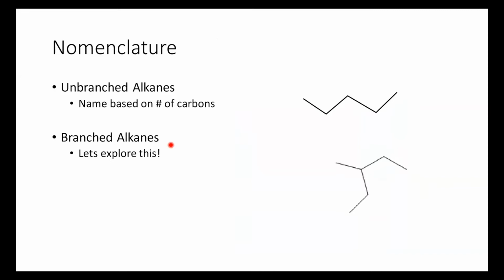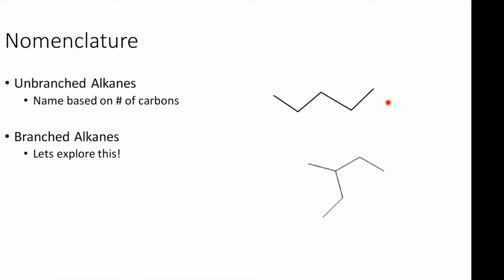When it comes to branched alkanes, something like this, by branched I mean you can't just follow it all the way through. There's this line right here, this branch right here. That's what I mean by branched alkanes. For this one, unfortunately, you can't do the same thing as here, count the carbons, go to the chart, and match the number of carbons with the name. There are more steps you have to do instead of just counting the carbons. So I'm going to introduce how to do that.